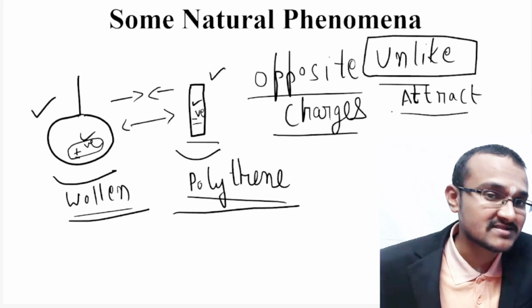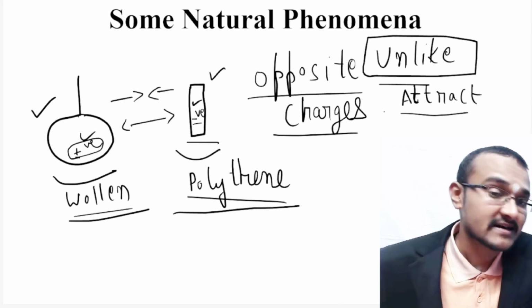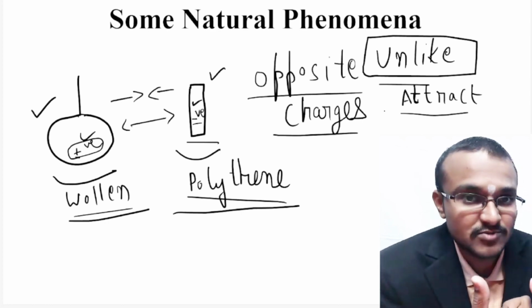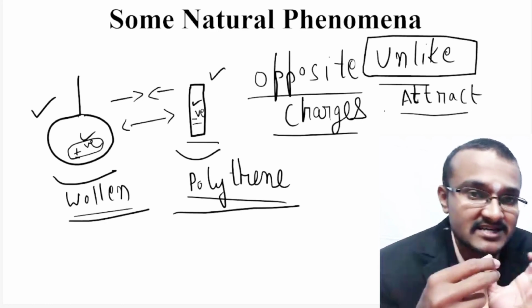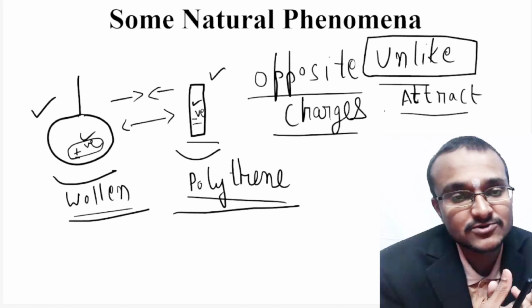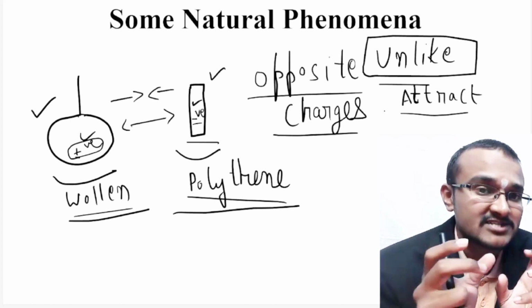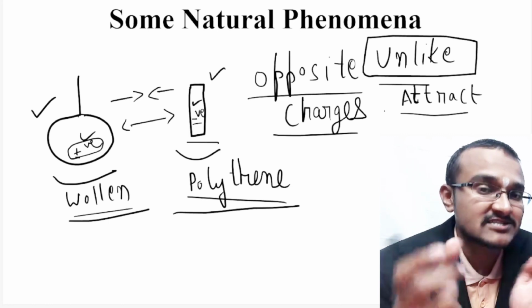Negative charge repels negative charge. Positive charge repels positive charge. Any kind of charge will attract an uncharged body. So whenever there is an uncharged body, it will easily get attracted to a charged body. But when there is charge on both the bodies, it depends whether both the bodies have the same charge or not.